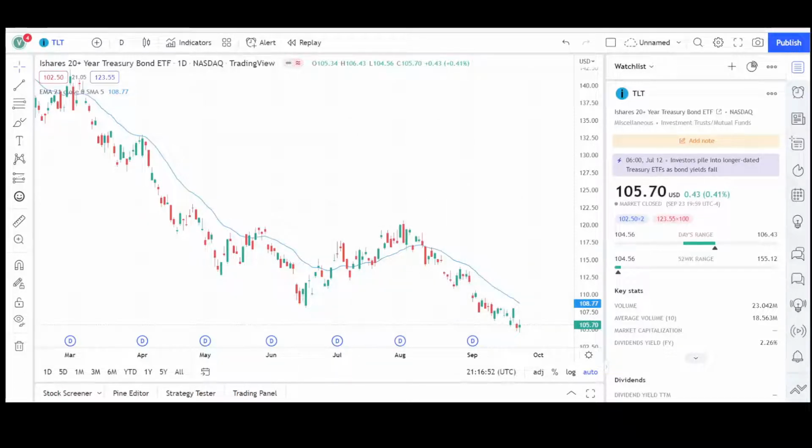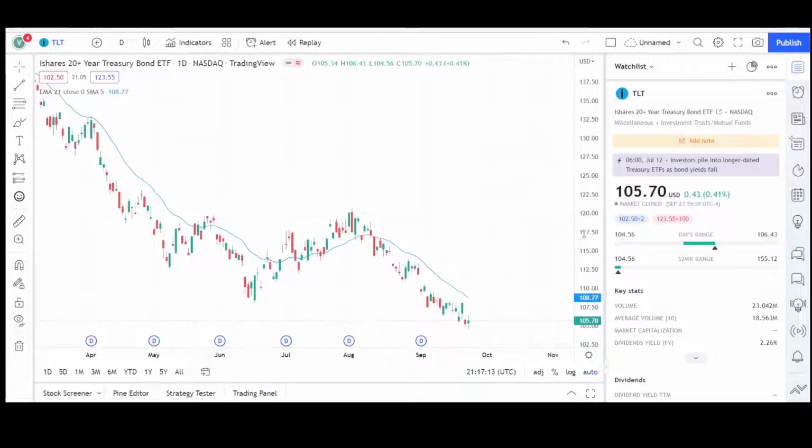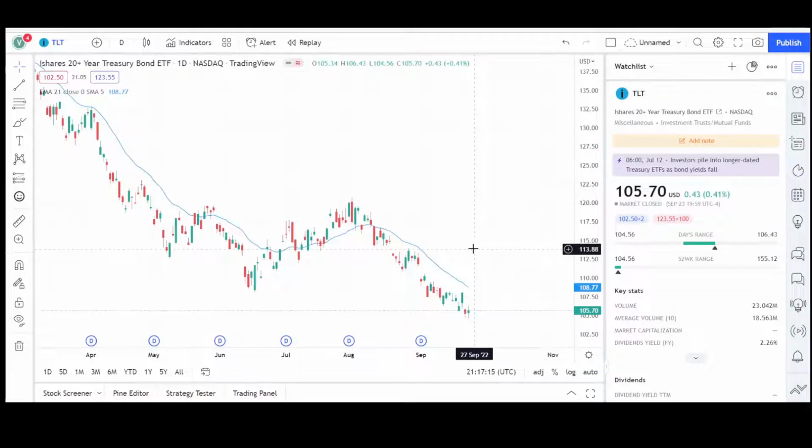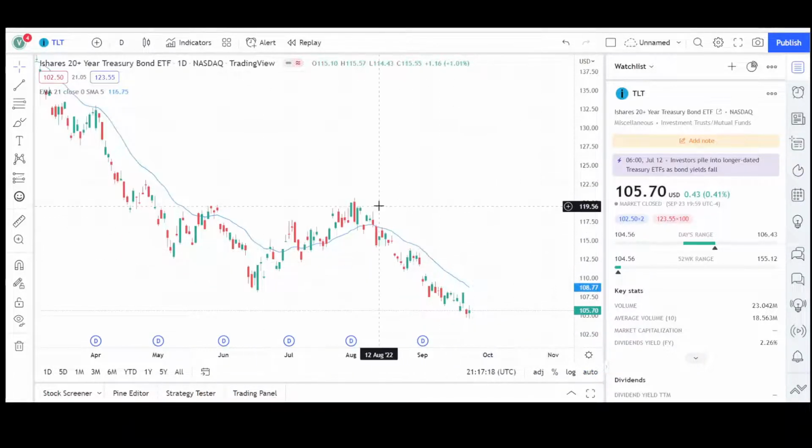I will first go over what I see in the daily chart and finish the video off with the weekly chart. So this viewer left a very generous donation, so I'll be doing TLT for the next 10 weeks. So let's take a look at the daily chart.